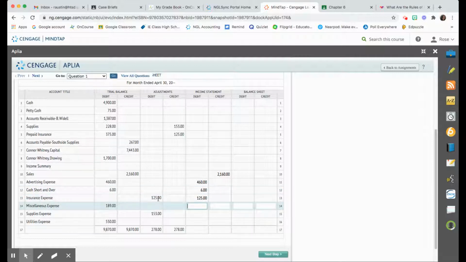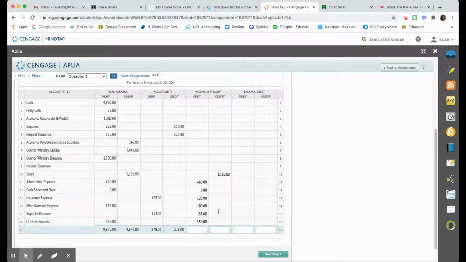I will say, even though this is out here, a lot of times people make a mistake and they think that's a credit. It's not. It's a debit. It's just from the adjustment section. All right, so don't forget that that's also a debit. Miscellaneous expense is 189. Same thing, supplies expense, just like insurance expense. This is a debit, 153, and utilities expense is 550.